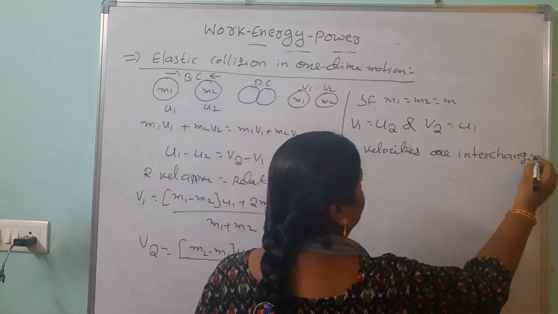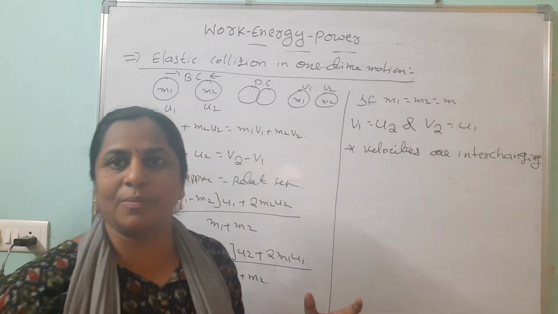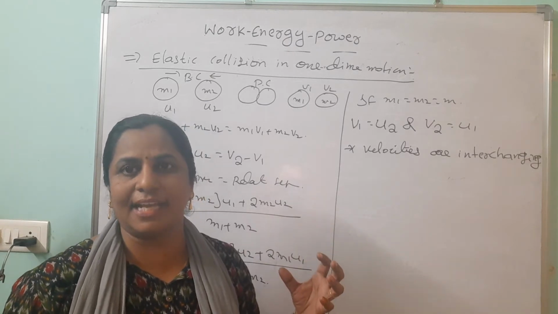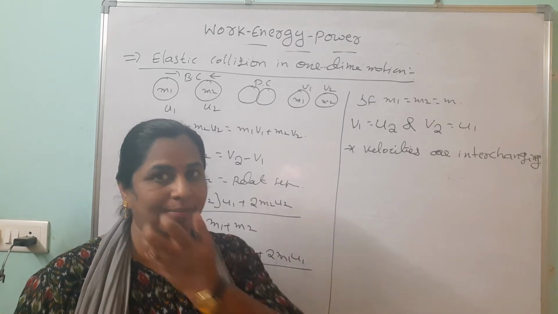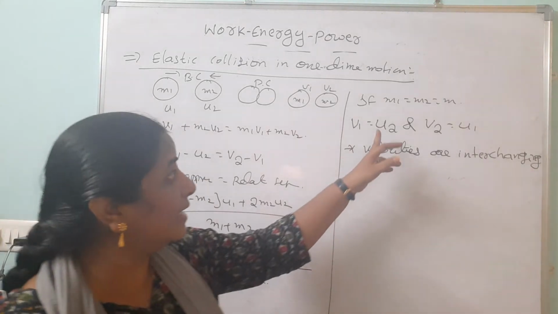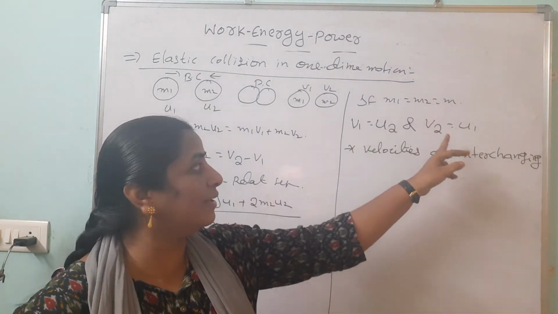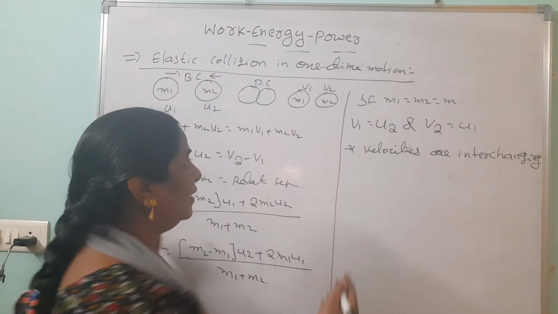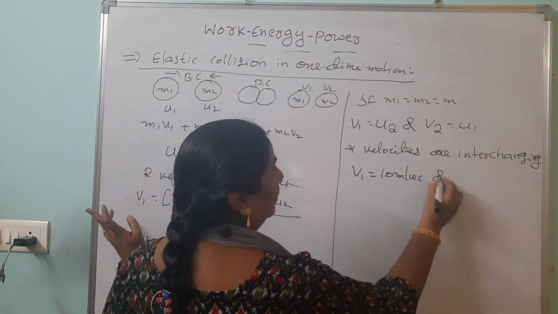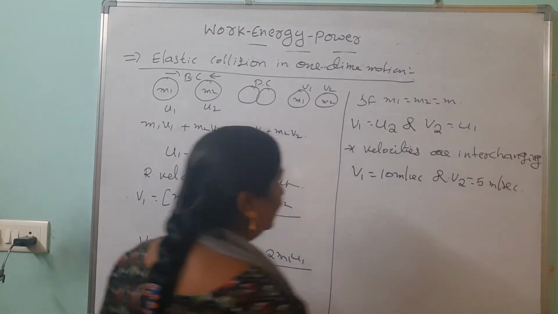Velocities are interchanging. See, what is the meaning of that? Suppose before collision, the first body velocity is 5 meters per second and the second body velocity is 10 meters per second, both having the same mass. After collision, 10 meters per second becomes the first body velocity and 5 meters per second goes to the second body. So simply you can write v1 equals 10 meters per second and v2 equals 5 meters per second. Within a fraction of a second you can give this answer.